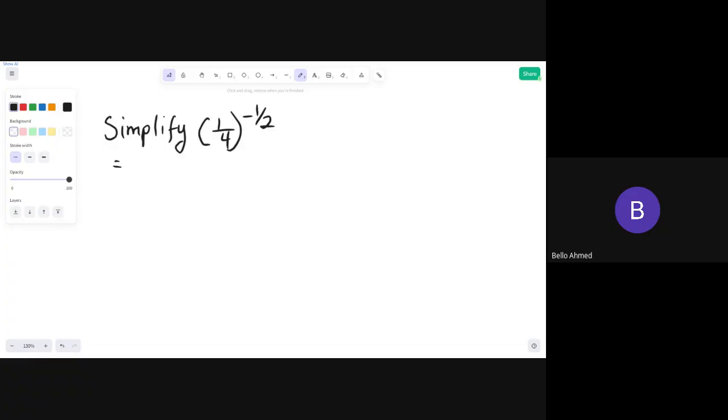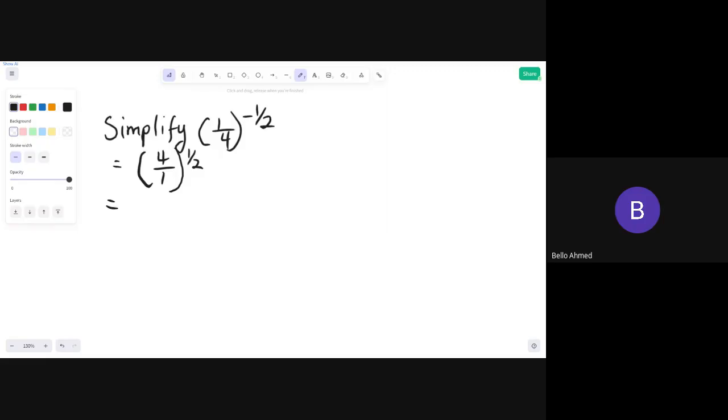Okay, now the next thing you're going to do here is that you're going to have something like this: open brackets, instead of 1/4, you're going to write 4/1, close the bracket, raised to the power 1/2. Now, what actually happened? The minus turns the fraction in the bracket upside down.